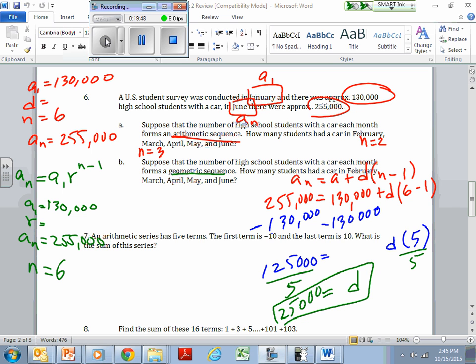All right, so here's what we discovered. And I probably should have used green because now they're going to think it's down there. This d goes in here. d is 25 grand.